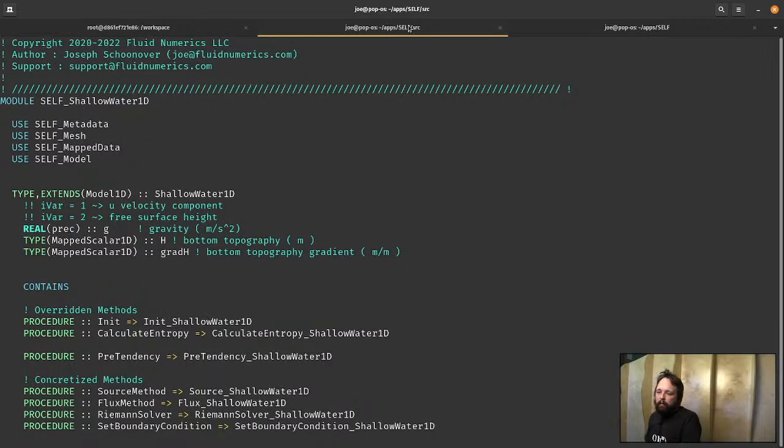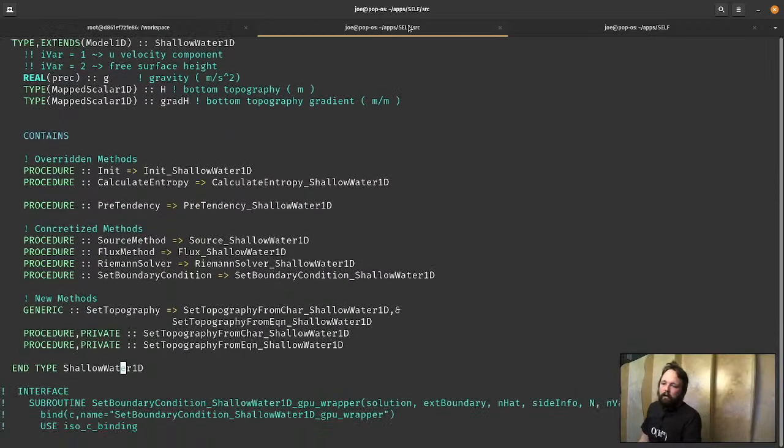As before, we do have a pre-tendency calculation to calculate the velocity from the volume flux and the fluid thickness. And then, as we've had for a while now, the source method, flux method, Riemann solver, and a method for setting your boundary conditions. Again, if you don't set any of these, it's going to default to essentially doing nothing, so nothing will break. But certainly getting these defined is absolutely critical for defining your model.